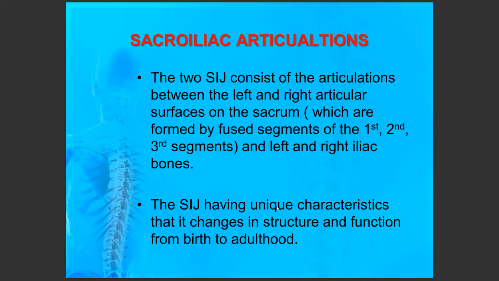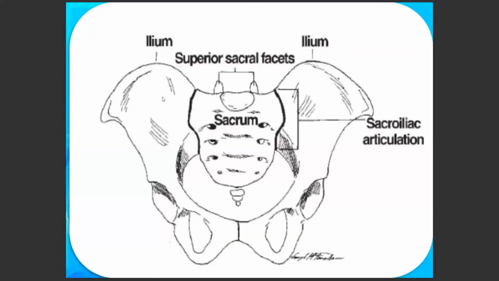The SIJ has a unique characteristic: it changes in structure and function from birth to adulthood. This is the ilium on both sides, and this is the sacroiliac joint. The first, second, and third vertebrae contribute to the sacroiliac joint, while the fourth and fifth make no contribution to the sacroiliac articulation. These two are the superior sacral facet, which we discussed in the previous slides.